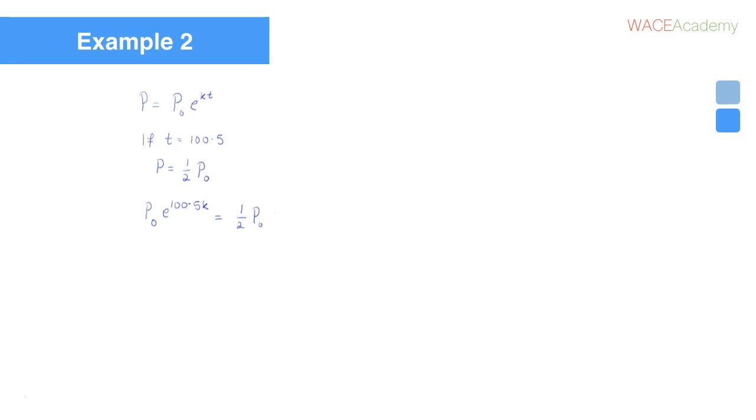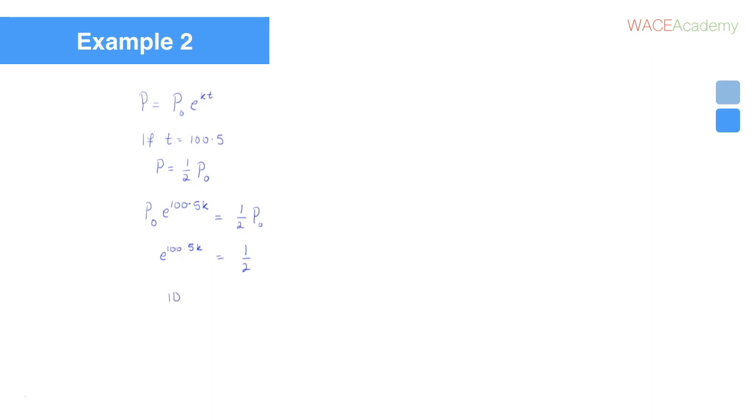Now in this equation, we have two unknowns, P0 and K, but we can quickly see that P0 is multiplied on both sides. If we divide this across both sides, we'll be left with only one variable to solve for. This gives us e to the power of 100.5k is equal to 1 over 2. As in the previous question, we take the natural log of both sides in order to get at that k that we're trying to solve for.